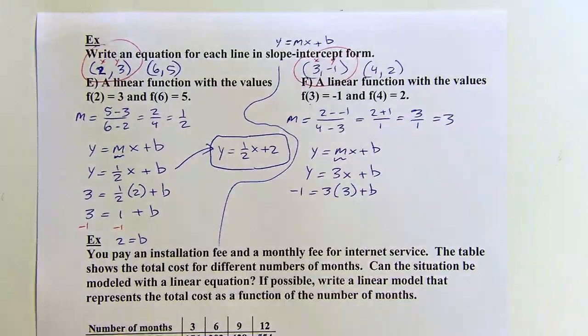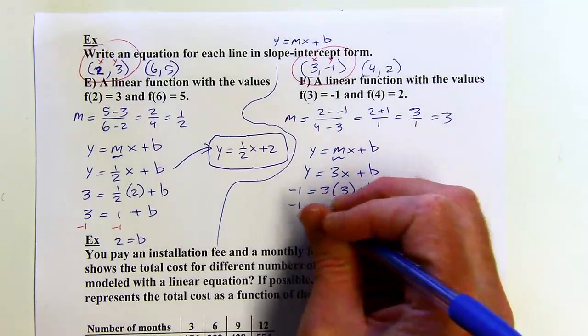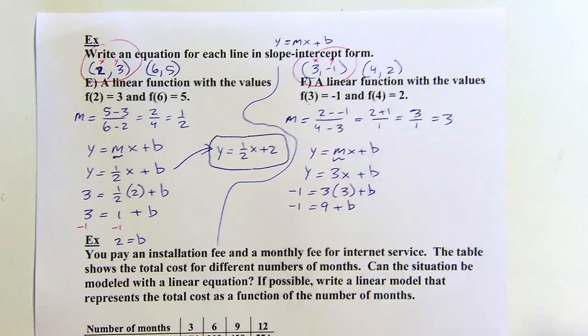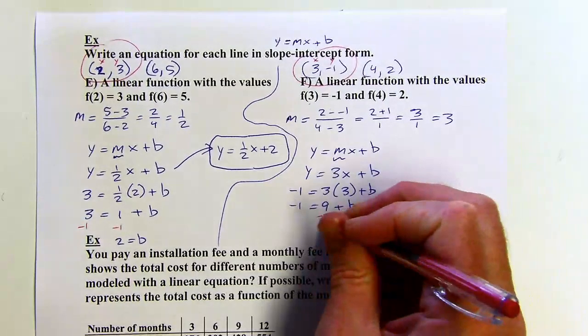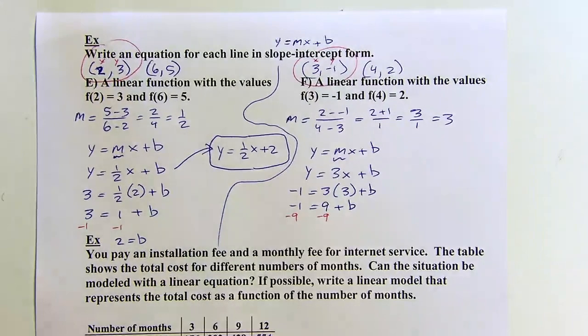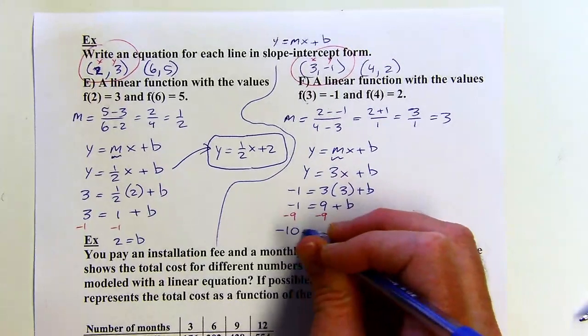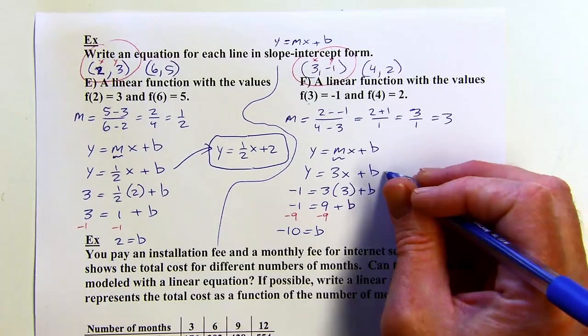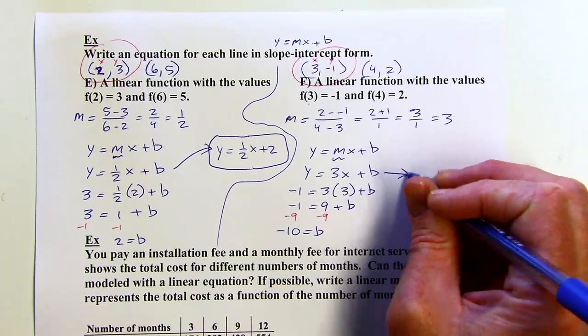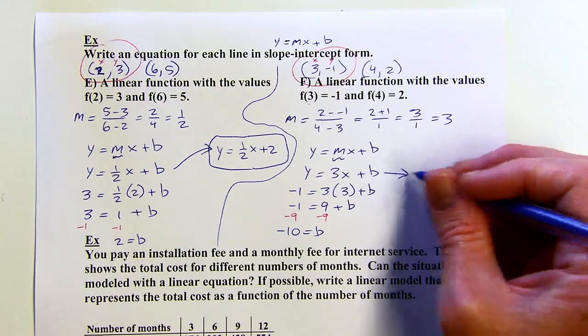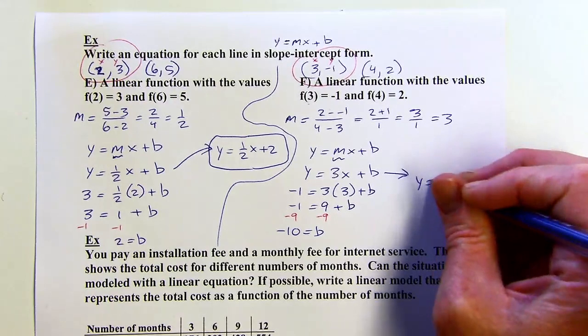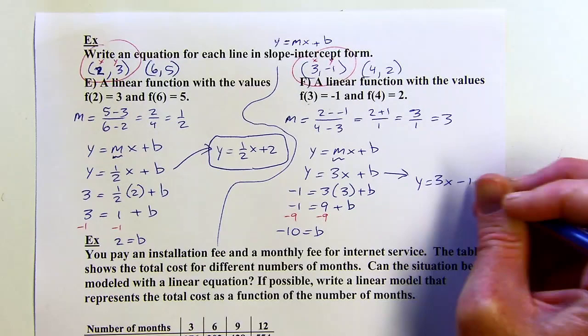And then I'm going to solve this for b. So I've got -1 equals 9 plus b. Now to get the b isolated, I'm going to subtract 9 from both sides. And that means -10 is going to equal b. So now I've got the other piece of information. Remember, I knew it was y equals 3x plus something. Well, that something is going to be -10. So y equals 3x minus 10.